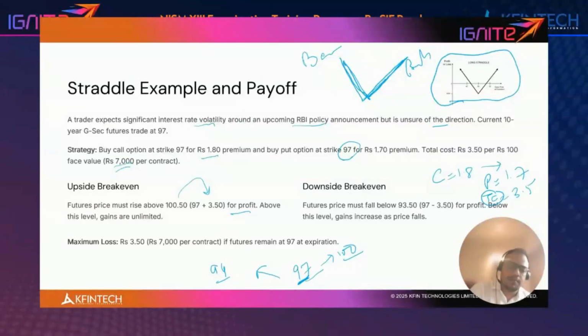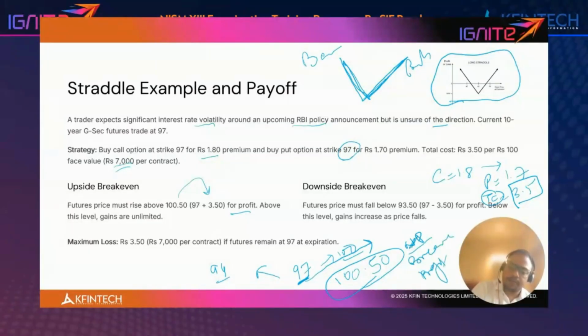If I'm on the bullish side, I've already paid 3.5 and the strike is 97. So until I cross 100.5, I am in the no profit zone. At 100.5, I'm at break even. Above 100.5, I'm in profit. Below 100.5, I'm in loss.